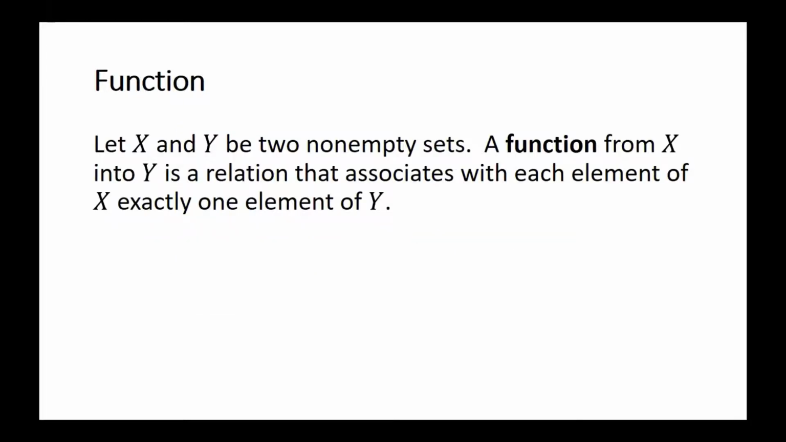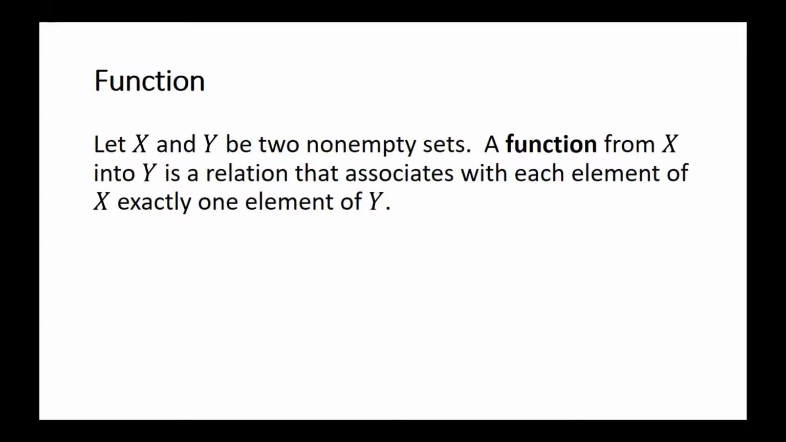A function: let X and Y be two non-empty sets. Okay, so they've got to have something in them. A function from X into Y is a relation that associates with each element of X exactly one element of Y. Well, that's a lot of words, but basically what that's saying is that a function is a special type of relation. In a function, any input can only have one output. If you tell me the X value, the input, I can tell you with 100% surety what the output value Y is, because there's only one possible output.